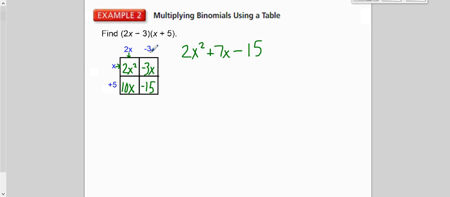So there is another way. We used distributive property on example 1. Example 2, we used a table and filled in our boxes. And that's example 2.